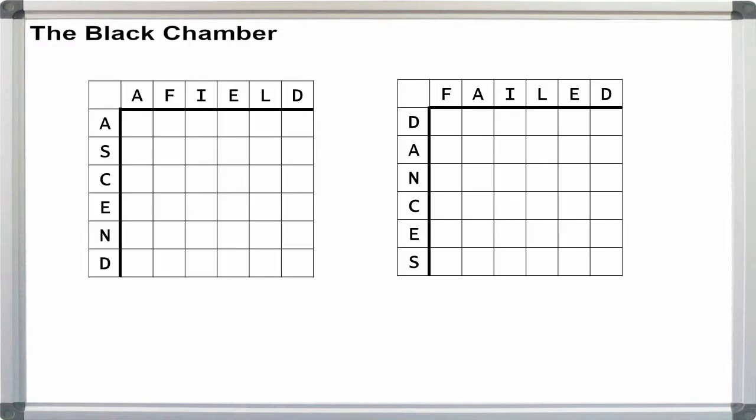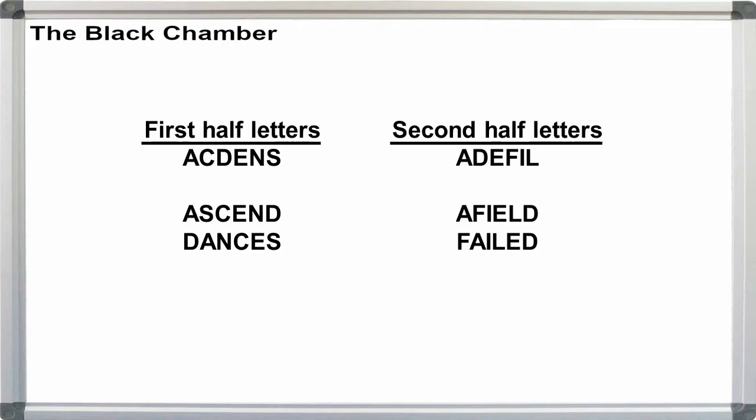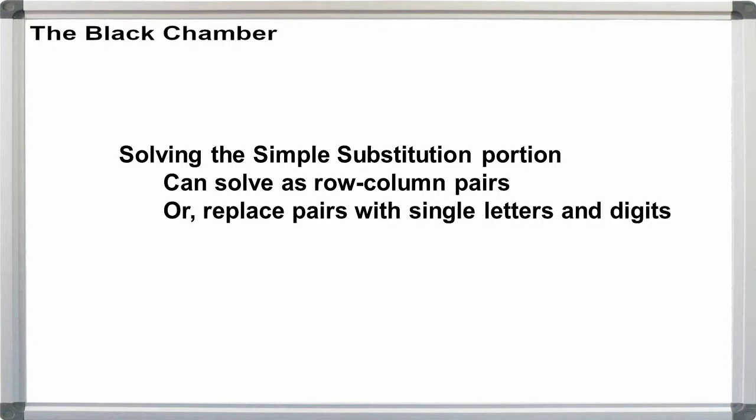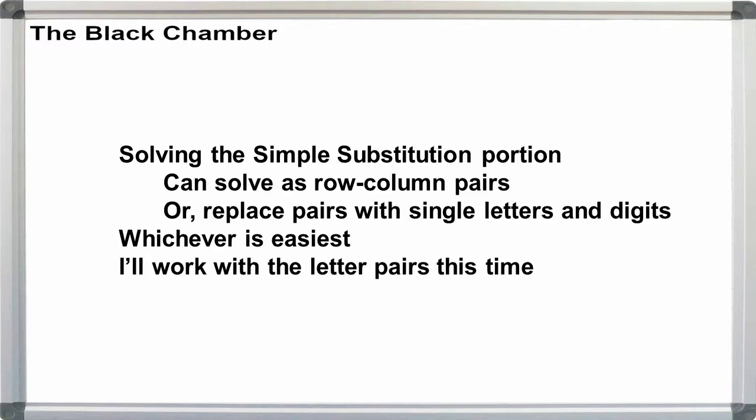This gives us two potential tables, and we can start out by testing both. We could try testing dances and afield and ascend and failed, but there's really nothing suggesting them as thematically connected somehow. The second step is to solve the cipher as a simple substitution. We can either continue working with the pairs, or replace them randomly with A through Z and 0 through 9. I'll keep the pairs because it will help illustrate the key recovery step, which goes hand in hand with recovering the plaintext.